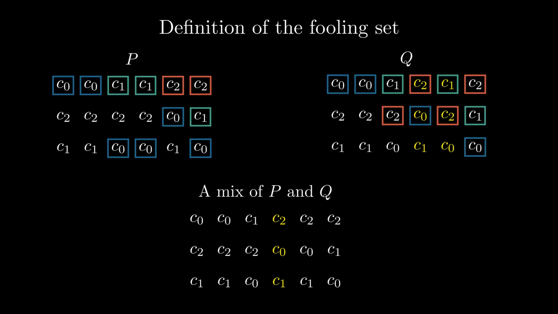In the theory of communication complexity, our collection of profiles is called a fooling set. Each profile of the collection, such as P or Q, yields the same winner C0, but for any two profiles of the collection, there exists a mix with a different winner, such as C2 in our example.